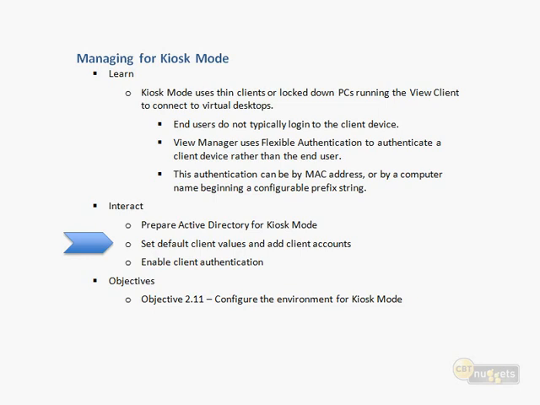I'm going to show you MAC addresses, but you could do it by computer names as well. The MAC address has a specific prefix on it, and your computer name would have to have a specific prefix on it for it to function as well. I believe the computer name is like custom dash, something like that. Once we've done that, we turn on client authentication, and then we can connect to our virtual desktops from those clients in kiosk mode.